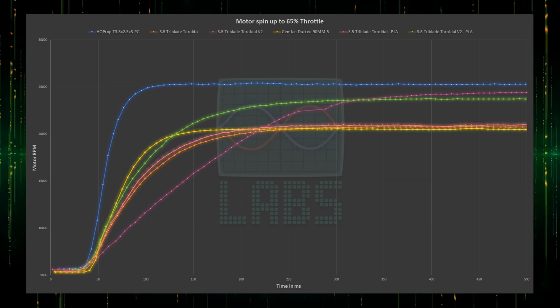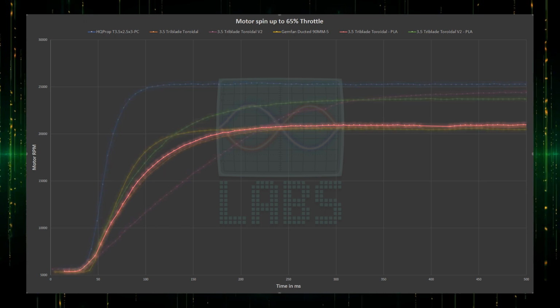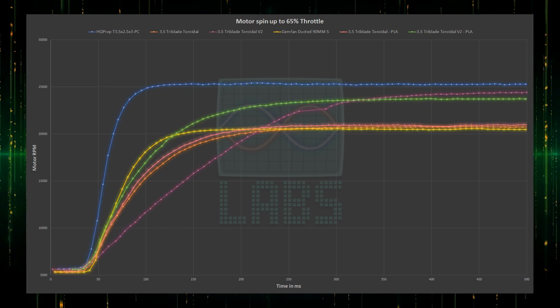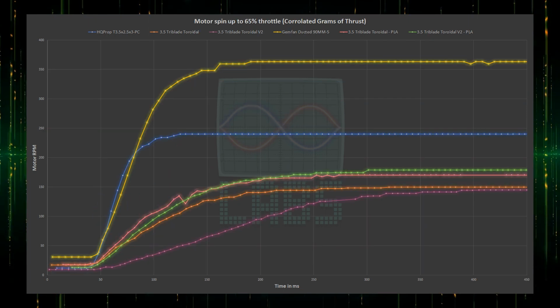Comparing the spin-up time from idle to 65% throttle, the PLA propellers both perform better, especially the V1 propeller, highlighted here in pink. With that said, the response time shown is still really bad, and if you correlate the RPM to the generated thrust, you can see that it still takes a very long time to reach the target thrust, which isn't a lot of thrust.